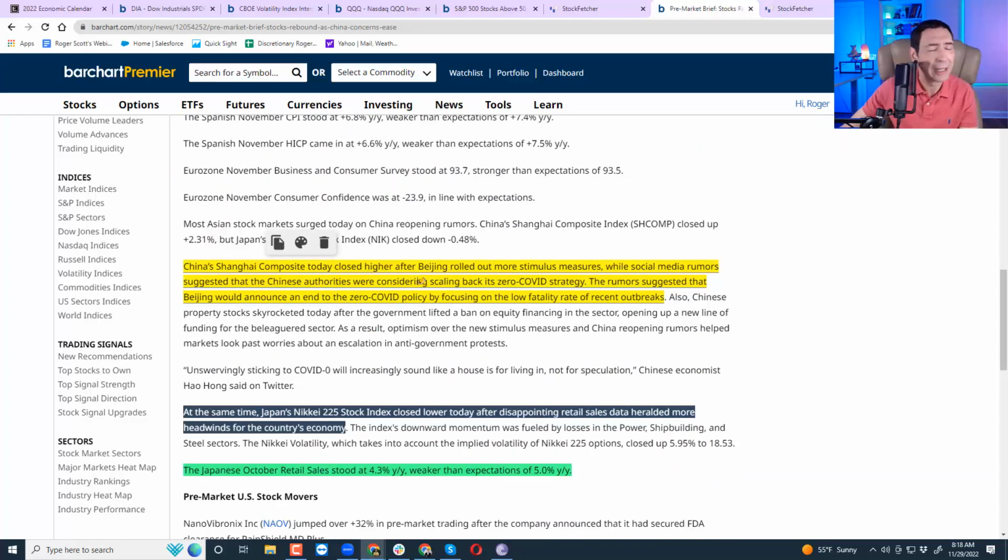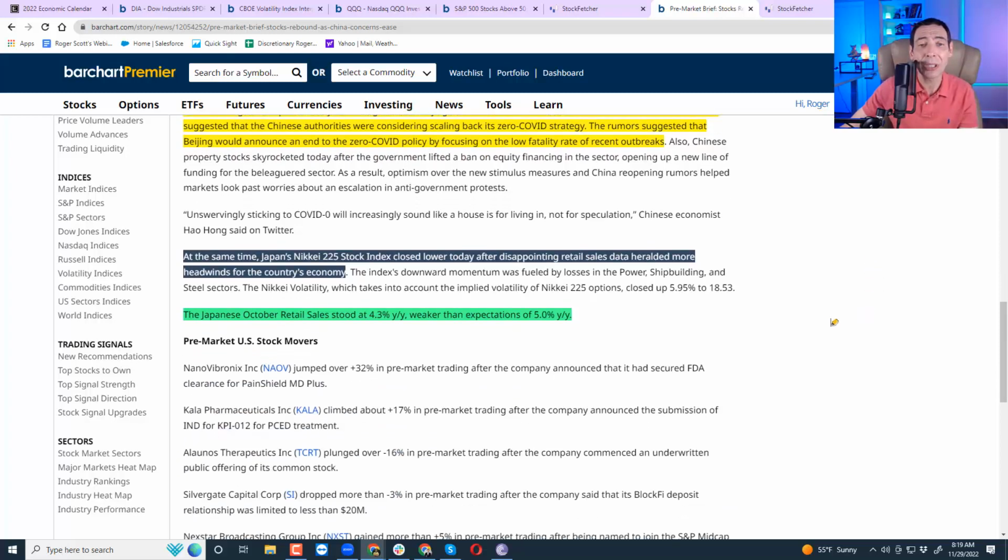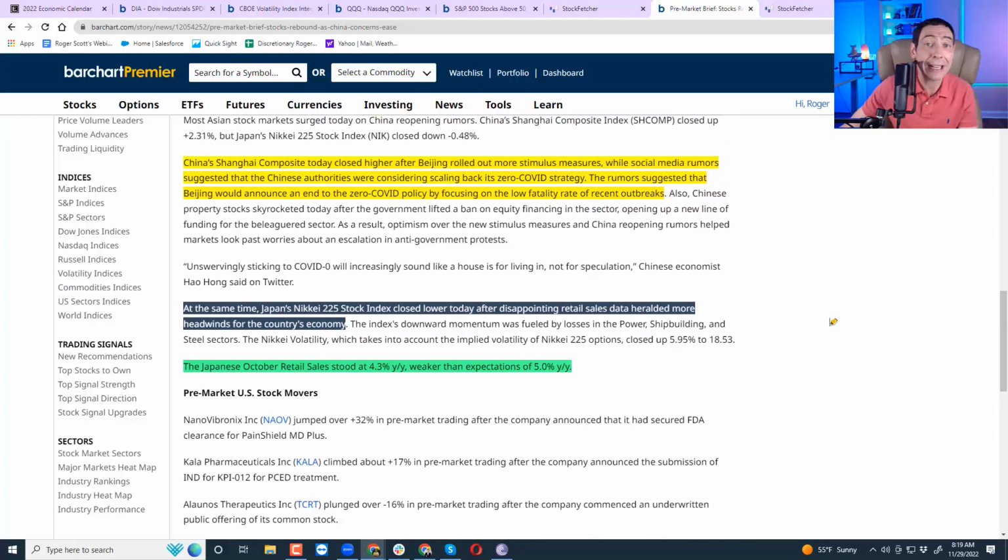Shanghai closed higher against all common sense and wisdom after Beijing rolled out stimulus measures, while social media rumors suggested, and I don't listen to these social media rumors, that the Chinese authorities were considering scaling back their zero COVID strategy. The rumors suggested that Beijing would announce an end to the zero COVID policy by focusing on the low fatality rate of recent outbreaks. Till I see it in the news, I don't believe it, and I don't believe anything I read from China anyway. Whoops, probably shouldn't have said it so loudly, but you guys know what I'm saying. They're very, very squirrely. That's the word.